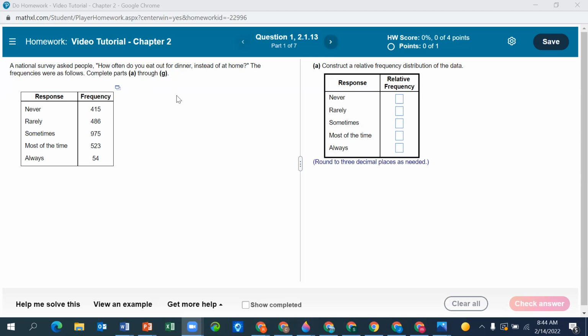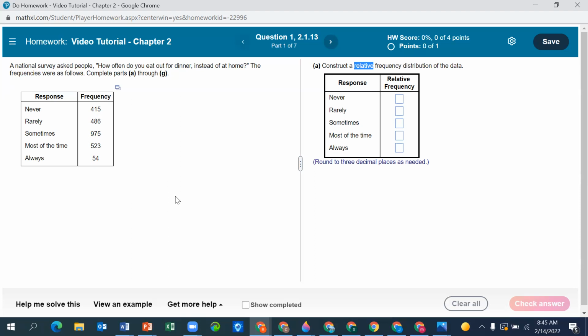Now they want me to complete parts A through G. So this is part A right here. They want us to find the relative frequency distribution. This you studied in class. You can do it by hand if you like. For instance, for never, it's 415 divided by the sum of all the frequencies here. You can do that by hand if you like.